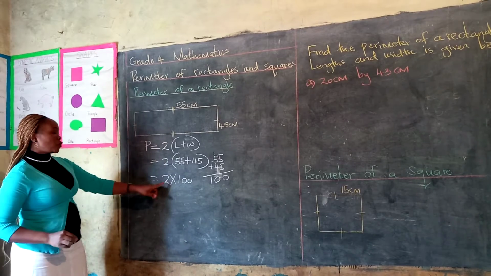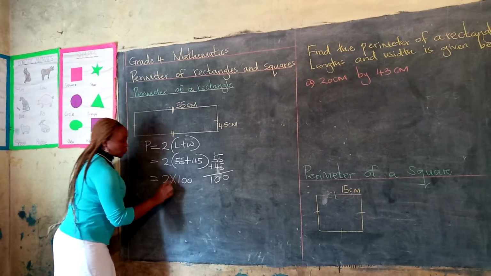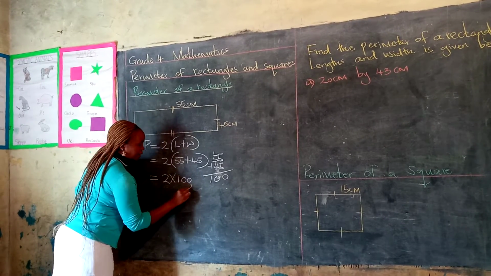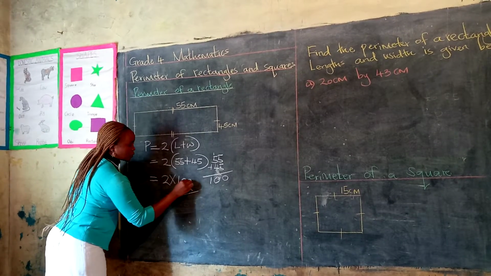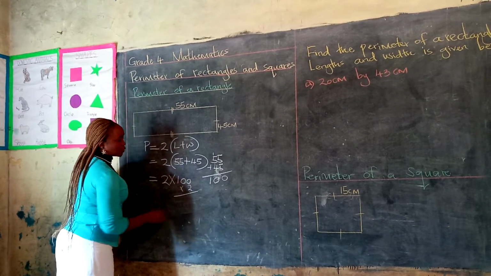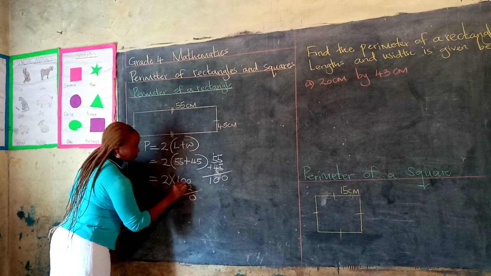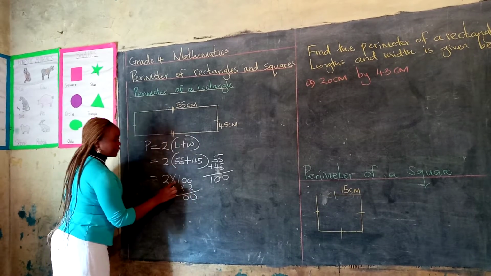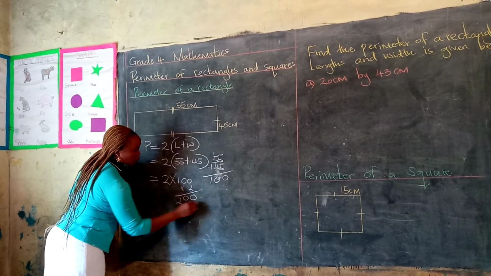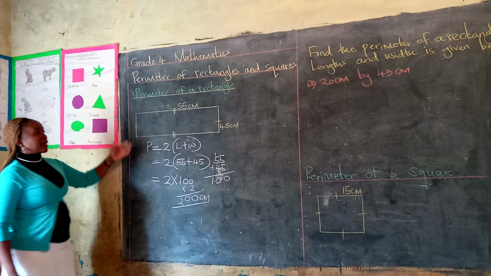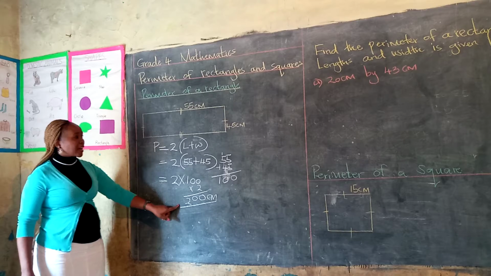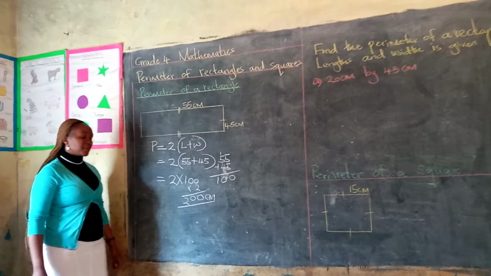So we have now 2 times 100. So let's times 100 times 2. Is good, we do vertically. So 0 times a number is 0. So 0 times 2 is 0. Here we have 0 again. Then 1 times 2 is 2. So that becomes our answer. So the perimeter of our diagram here, the answer is 200 centimeter.